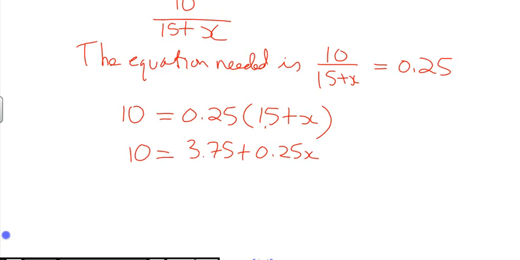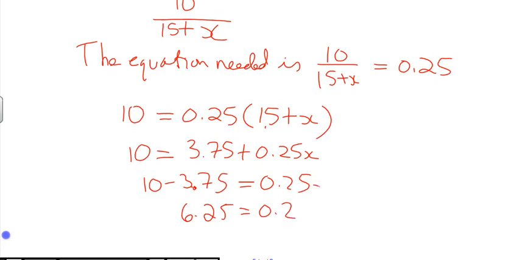We need to get the x by itself. We're going to subtract 3.75 from 10, which is what? Probably 6 1/4, yeah. Okay, what's 6.25 divided by 0.25? 25. So it will take her 25 more minutes to finish the race. She will have raced a total of 40 minutes. 10 kilometers divided by 40 minutes is 0.25 kilometers per minute, right?